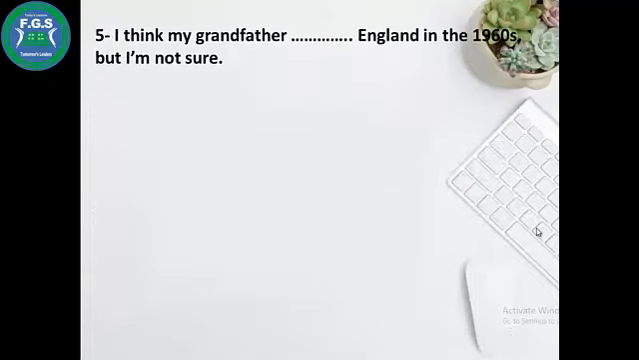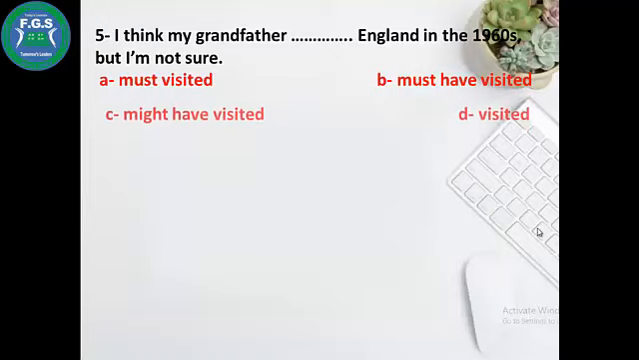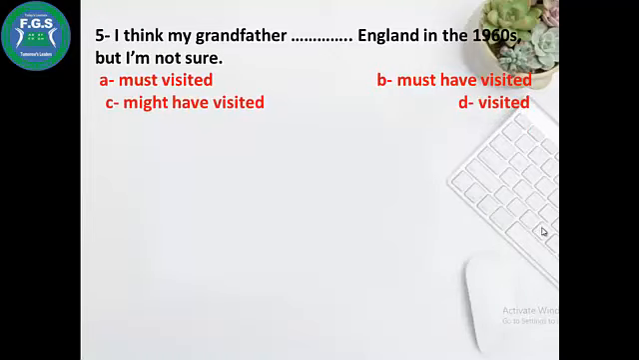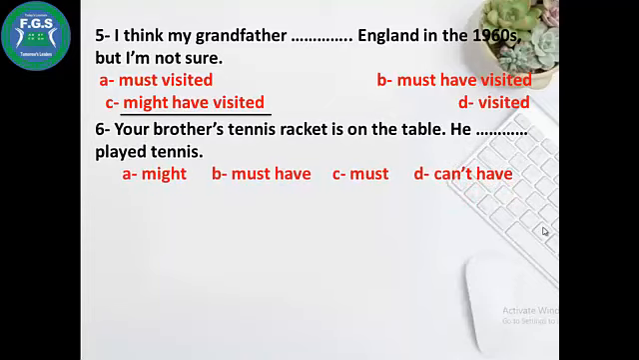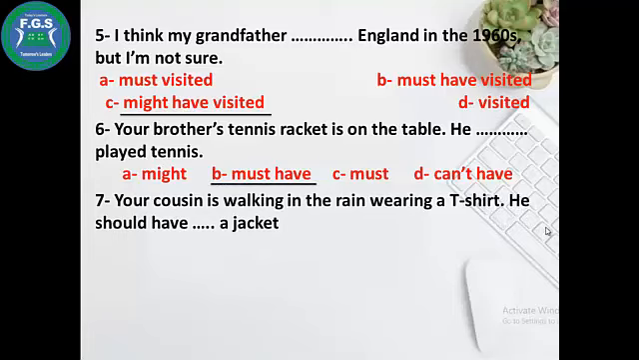Number five, I think my grandfather ___ England in the 1960s, but I am not sure. I think my grandfather must have visited, might have visited. I am not sure, so I will use might have visited. Number six, your brother's tennis racket is on the table. He ___ played tennis. He must have, can't have. He must have played tennis.